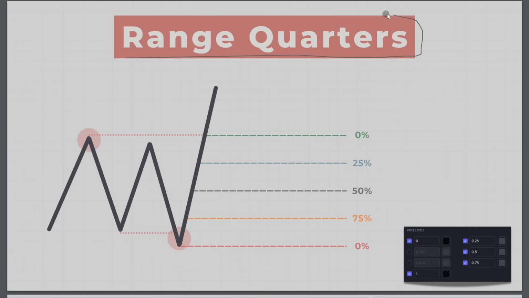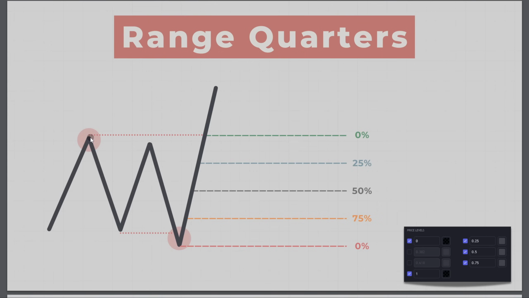Range quarters: in any range, there are some levels that are very high probability for price to react off of. We're not going to take just any range. In the next slide, I'll show you how we identify high probability swing points and ranges. First of all, we need to have our Fibonacci or Gantt box and follow these settings and these levels: 0, 1, 0.25, 0.5, 0.75. Those are the levels that we're going to be using.